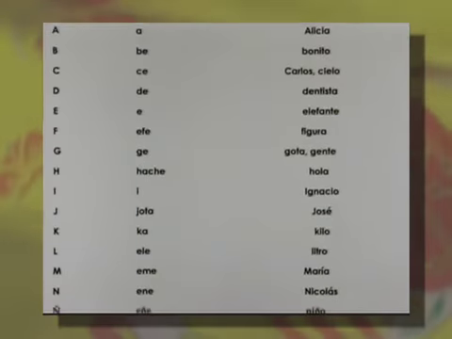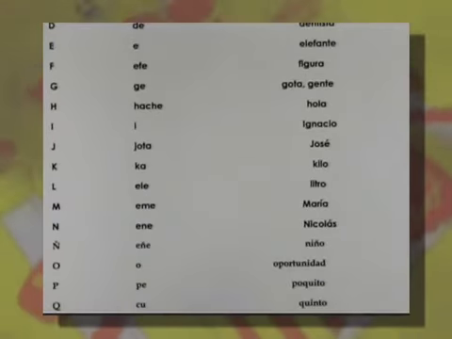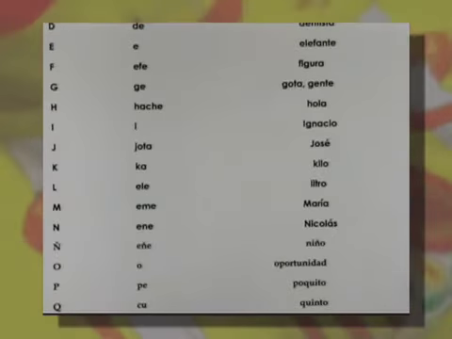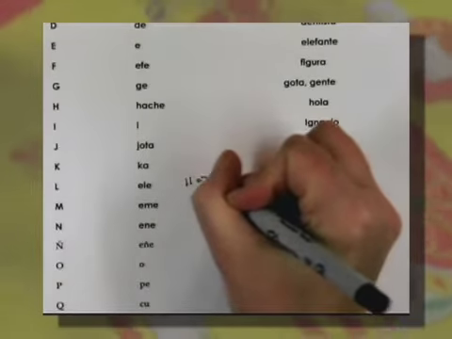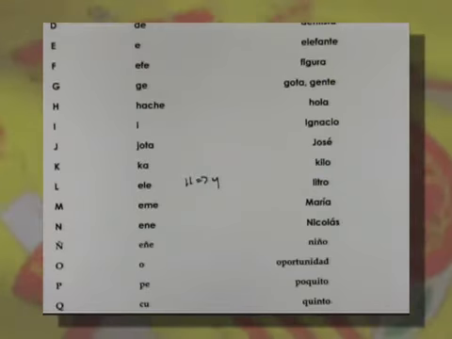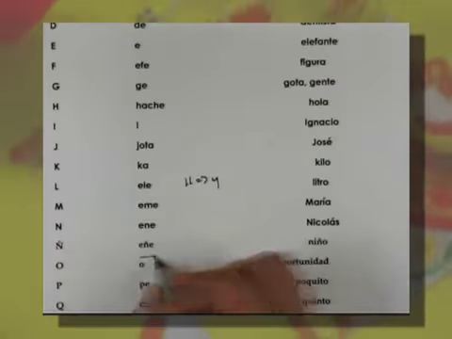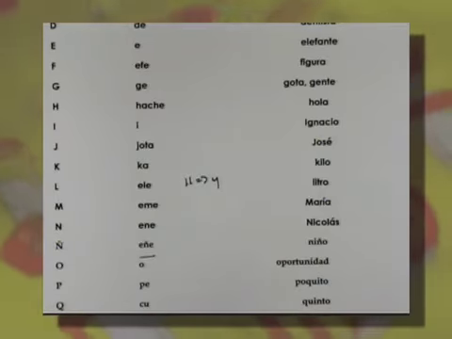L is like our L pretty much, except for when it's double L. Double L sounds more like a Y, like we've already heard in como te llamas. Double L, como te llamas. Okay, Ñ is a different letter. It's like an NY, Ñ, niño. Okay. P is like a soft P, poquito.